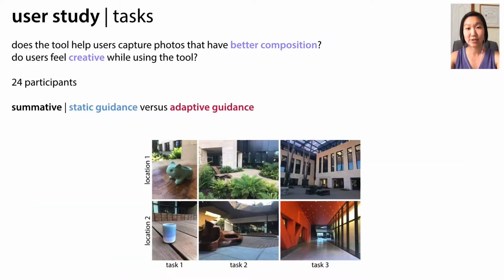Participants completed 6 photo tasks, 3 at each of 2 locations. The tasks were designed to increase in scale and complexity, and to correspond in style across the 2 locations. We counterbalanced location and condition to avoid biases due to location preferences or learning effects.